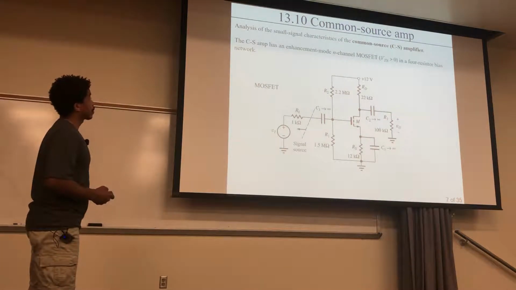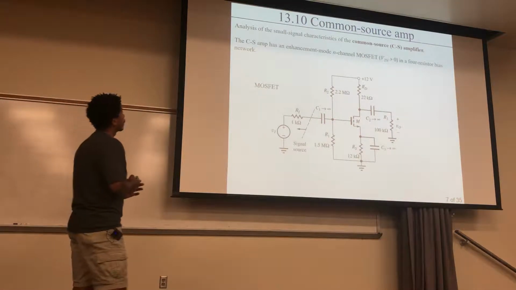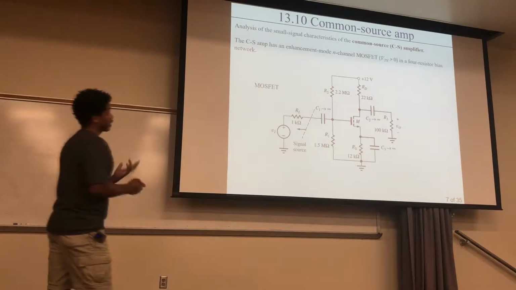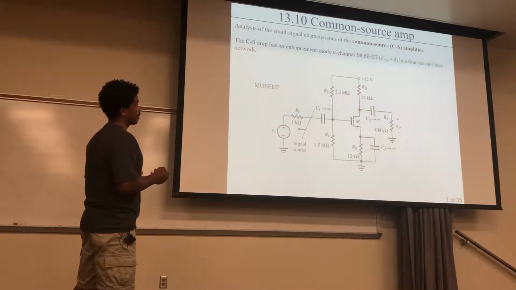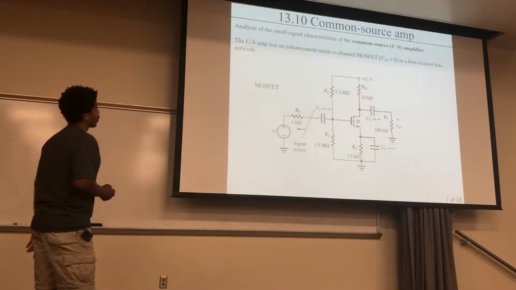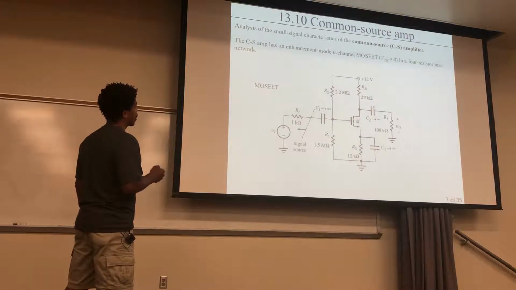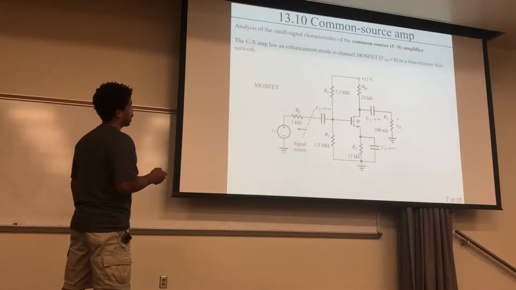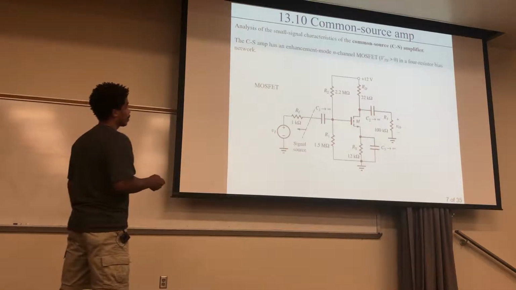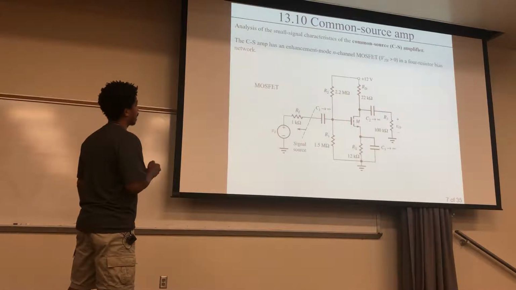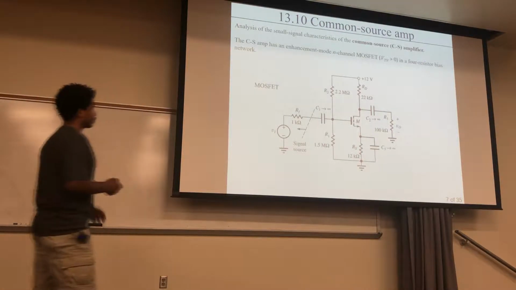So let's look at the common source amplifier. We'll analyze the small signal characteristics of this common source, CS, amplifier. Sometimes you'll see C as being common, other times you'll see C as being collector. This particular common source amp has an enhancement mode n-channel MOSFET, where VTN is greater than 0, and it's in this four resistor bias network.